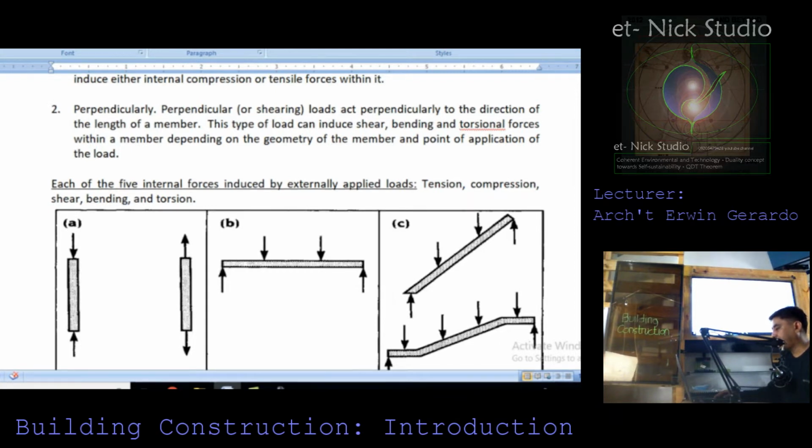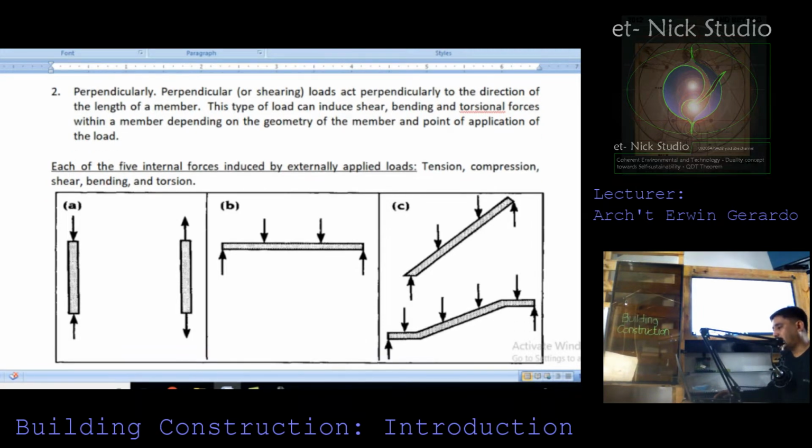And number two, perpendicular or shearing loads act perpendicularly to the direction of the length of a member, depending on the geometry of the member and point of application of the load.